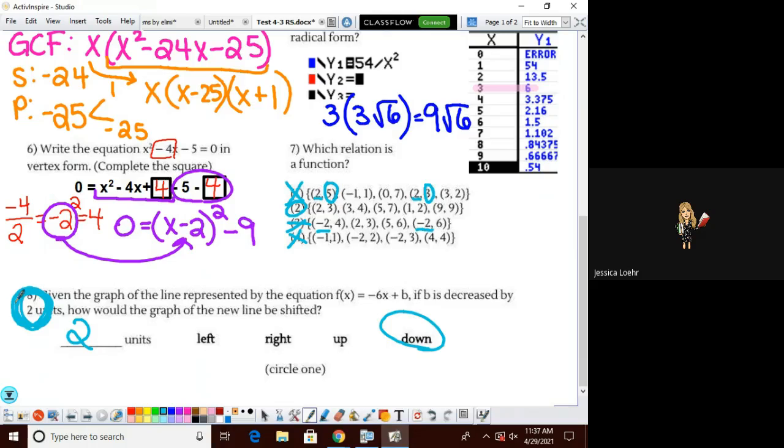Left and right, you would have to be doing something to the x. So there would have to be a number in parentheses with the x in order for you to be moving left or right. Same as the shifts we've been talking about for the last few weeks. Questions on the front? All right, flip to the back.